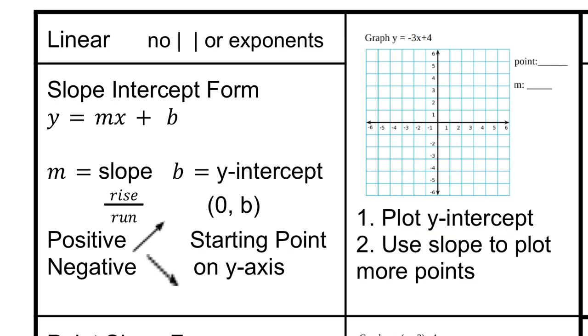So we plot the y-intercept first. We take our 4, that is our point, (0, 4), and we plot that, and then we use our slope, negative 3, and I always put that over 1 so we know what our run is: down 3, to the right 1, down 3, to the right 1, and use a straight edge to connect our points.